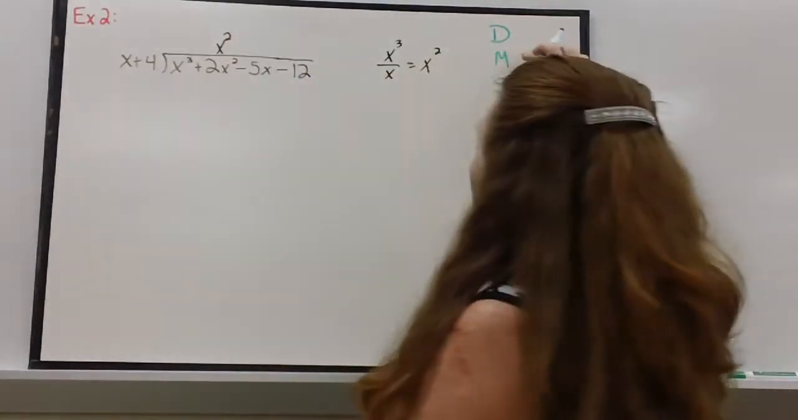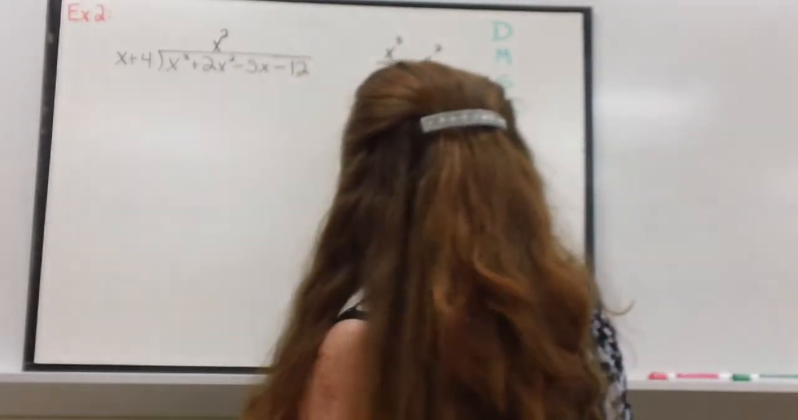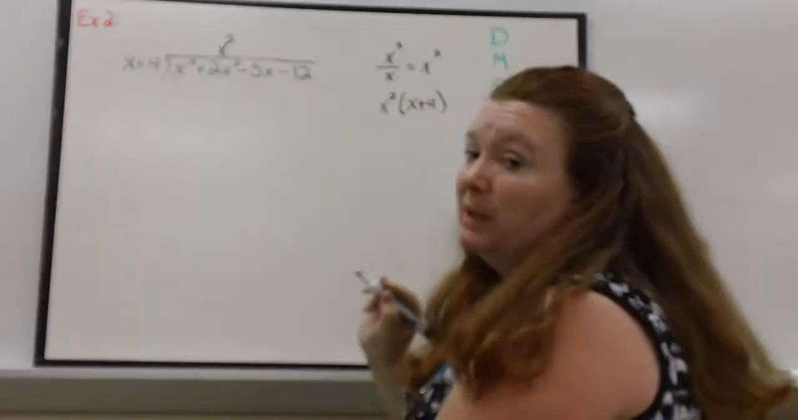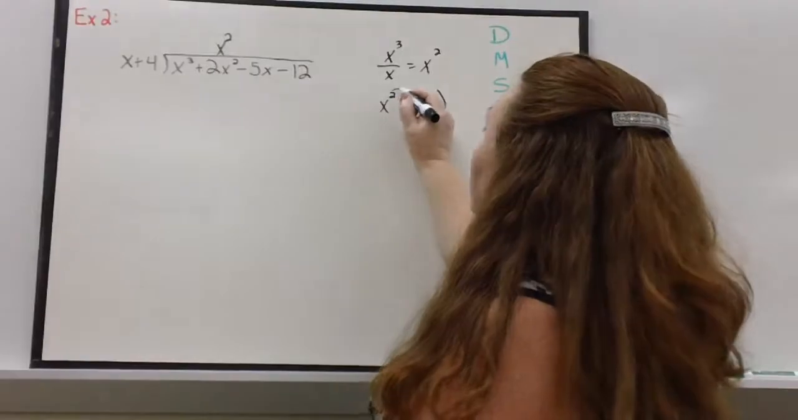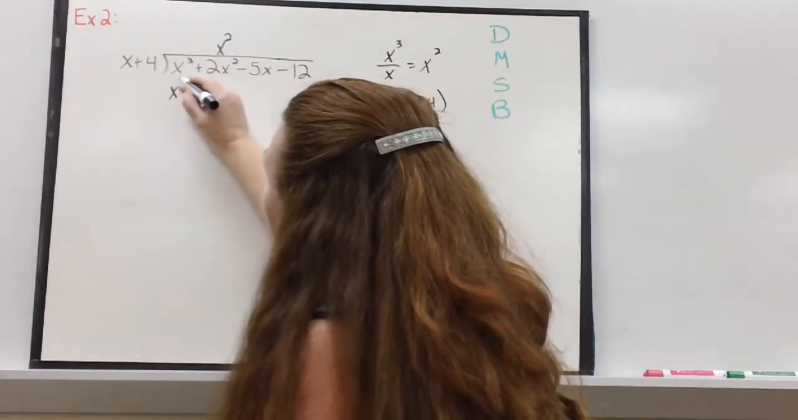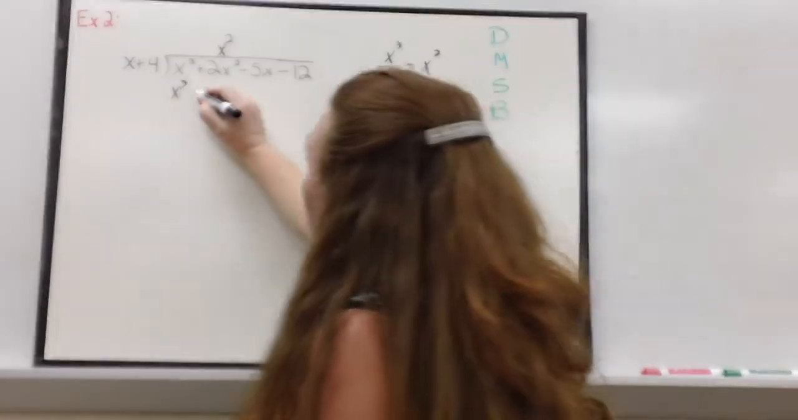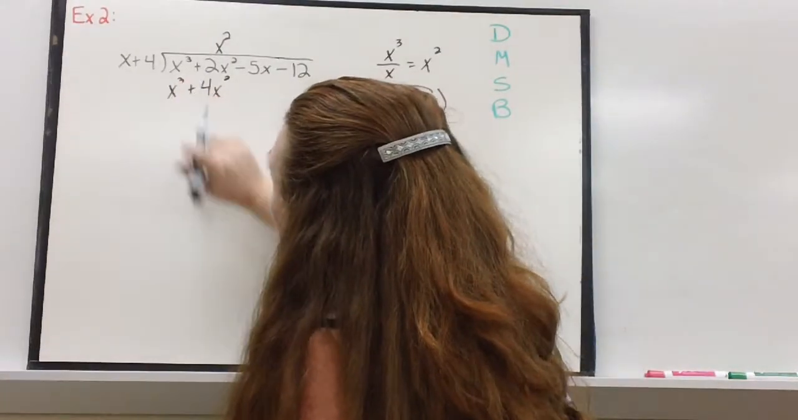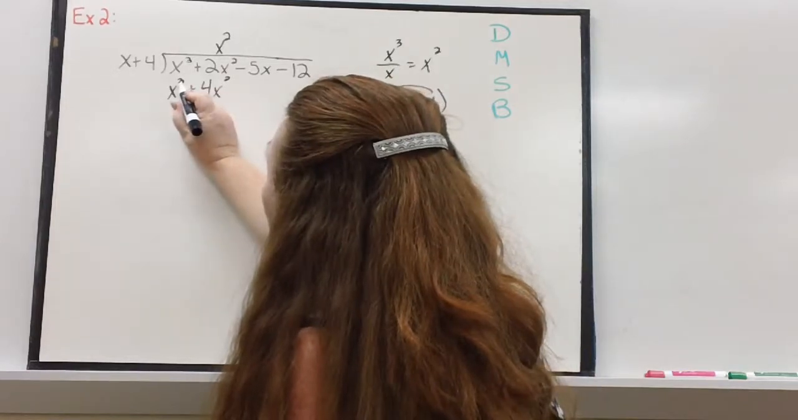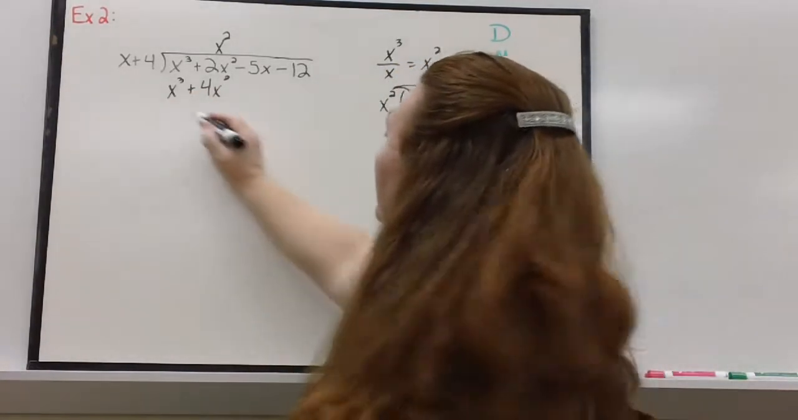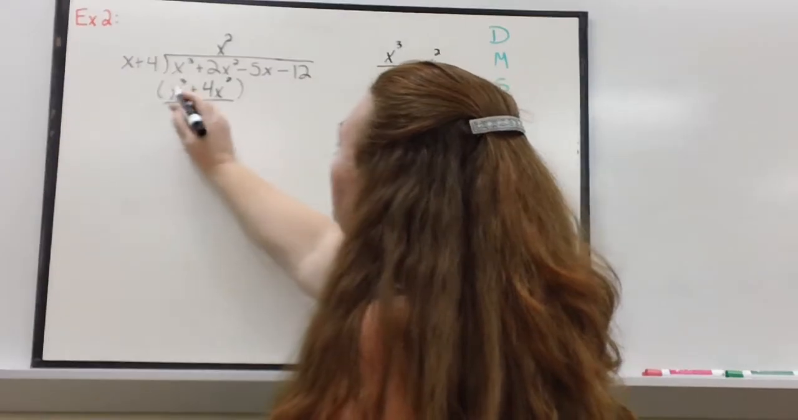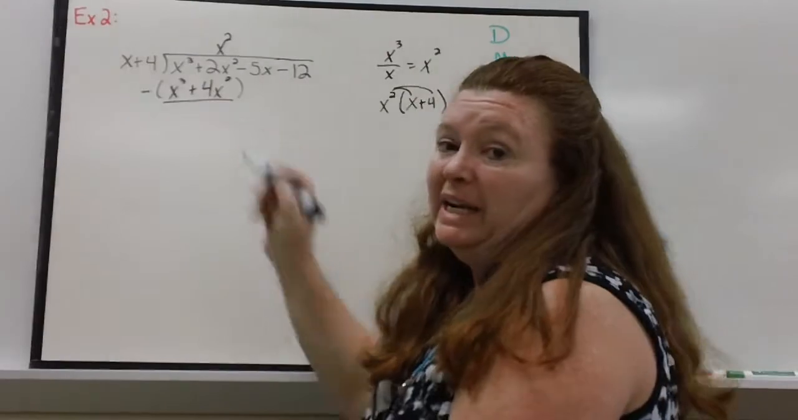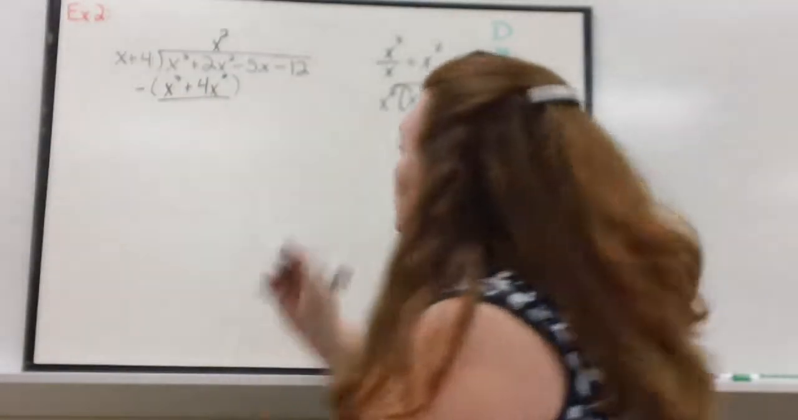And now I'm going to multiply. X squared gets multiplied by the entire x plus 4. When I distribute, I get x cubed plus 4x squared. Oh, goodness. That was an interesting, okay. That's what I get for kind of writing sideways. Subtract. 1x cubed minus 1x cubed is 0. 2 minus 4 is negative 2.